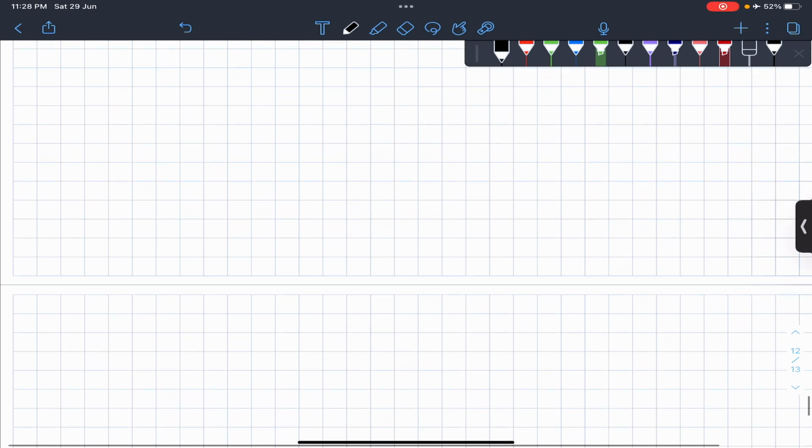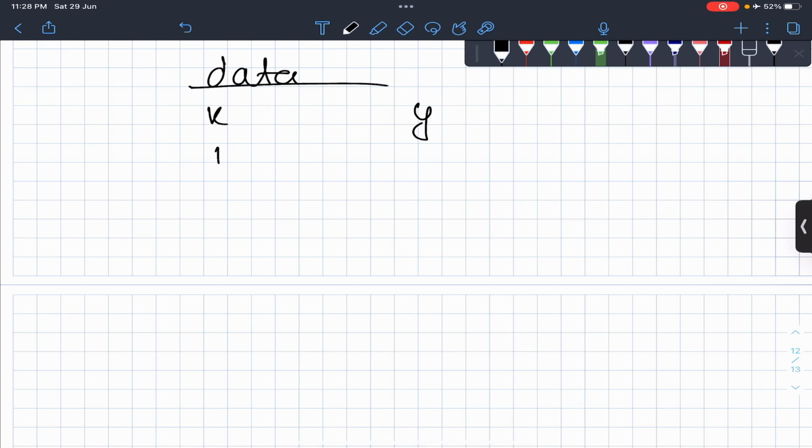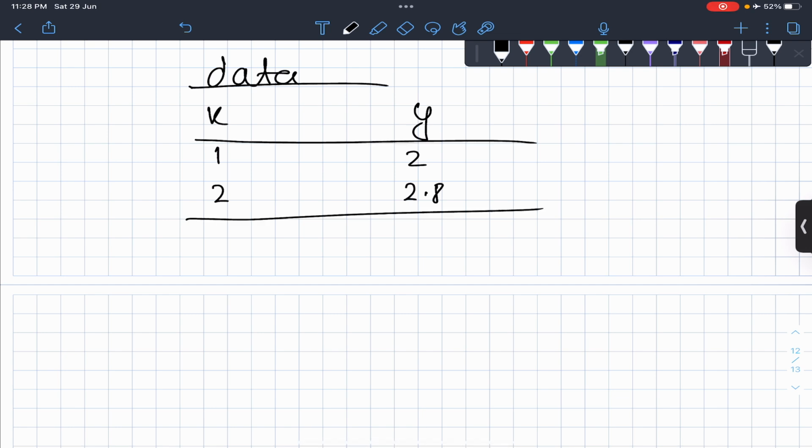Now let's start from a data set. Suppose that we have a very simple data set, in which we have x and y. In the x we have 1, 2, and in the y, we have 2 and 2.8. This is our simple data set. We will find it using gradient descent.